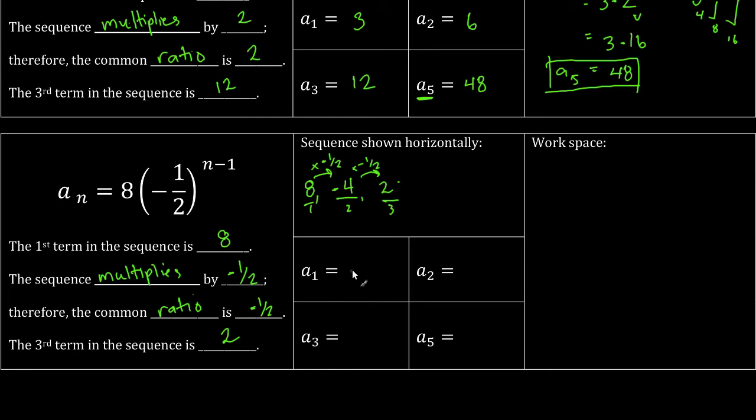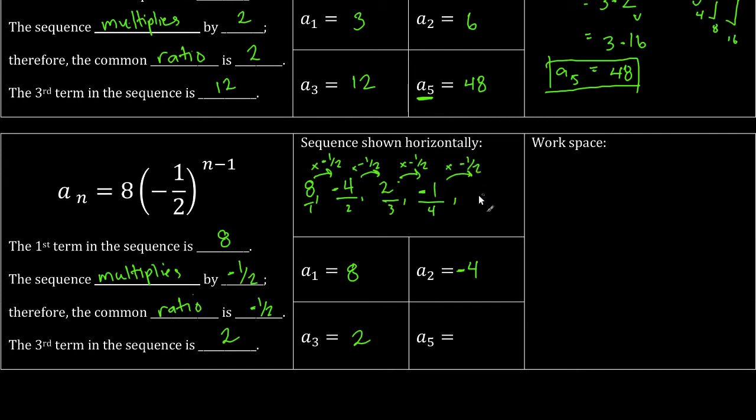So our first term was 8. Our second term was negative 4. Our third term was 2. We want to get to our fifth. So let's multiply by negative half. Positive times a negative is a negative. 2 times half is 1. That's our fourth term.